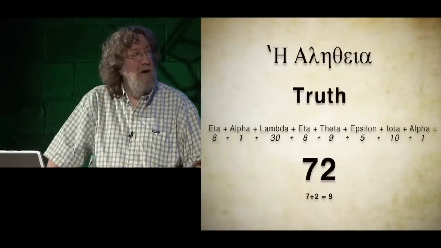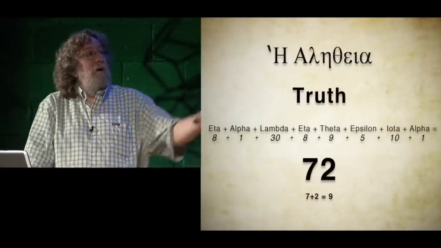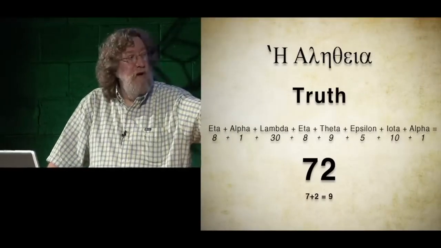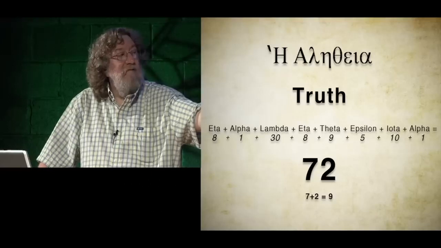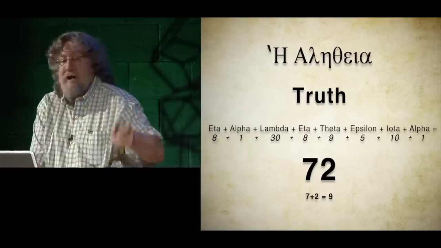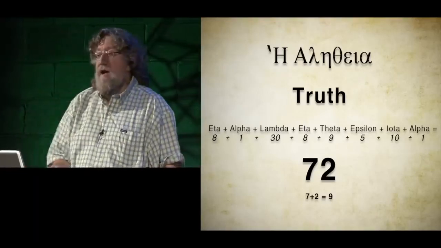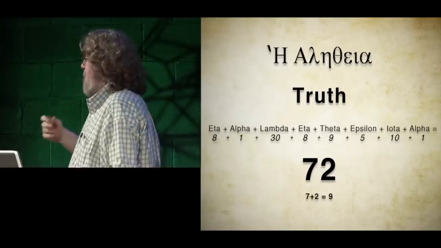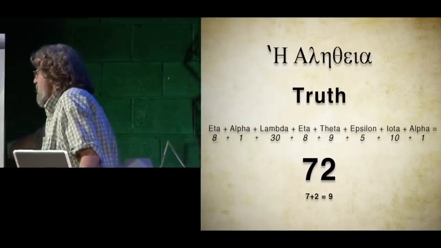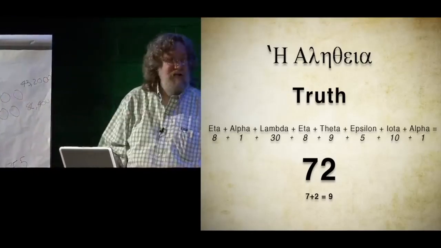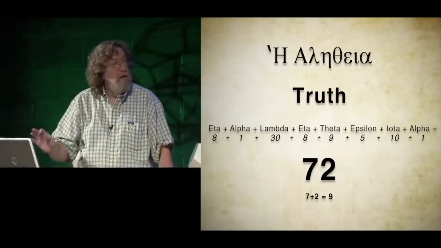So how is this employed? Well, here's an example. Here's aletheia, which was the Greek word for truth. And if you add up the eta, the alpha, the lambda, the eta, theta, epsilon, iota, and alpha, based on the values that I just showed you, the total value is 72. And that's one of our key sacred numbers, because most of the numbers that I showed you here are multiples of 72, 36 or 72.